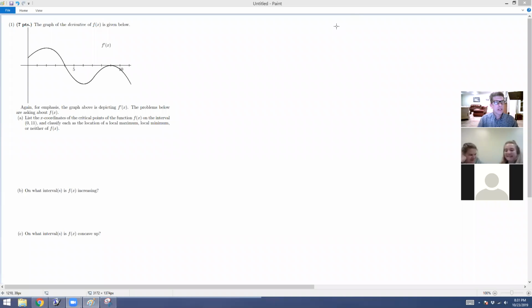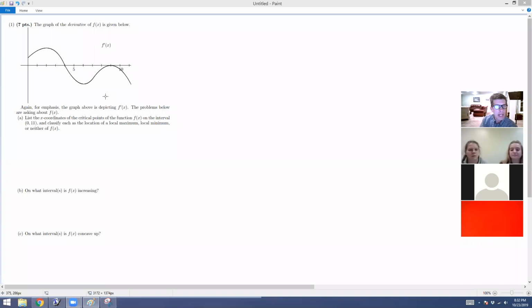Okay, problem number one. The derivative of the graph of f of x is given below. Again, for emphasis, this is f prime. So this is like the homework problems we've had. We're trying to answer questions about f based on the graph of the derivative. So the first one, part A, asks to list the x coordinates where the critical points of the function are. Find the critical points of the function.